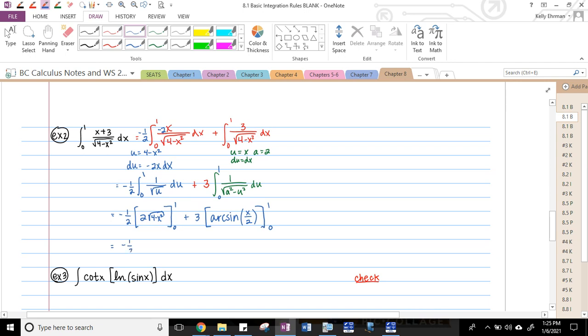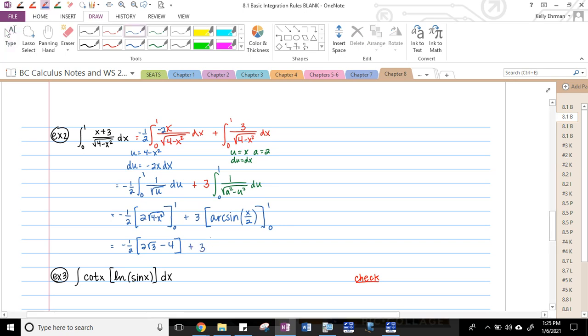Okay, so negative 1/2. Let's see, when I put in 1, I get 2 square root of 3, and when I put in 0, I get minus... when I put in 0, I get 2 times 2, so minus 4. All right, and my next one, let's see. Sorry, lost my spot there.